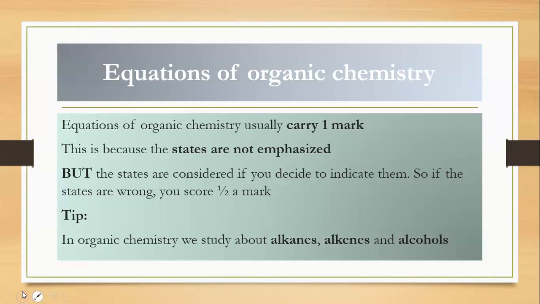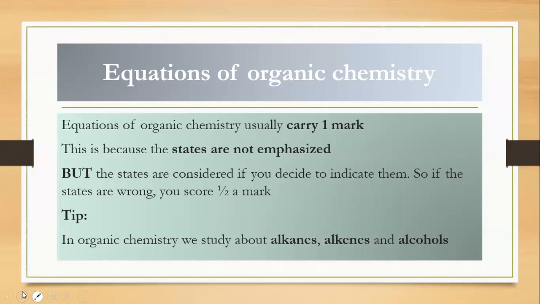Let me talk about a certain class of equations which come in organic chemistry. In case you find an equation and they have awarded it only 1 mark, where is the half a mark going? These equations are usually allocated 1 mark because the state symbols are not usually emphasized. You are only required to write a balanced equation for your reaction. You don't have to bother with the state symbols. However, in case you decide to indicate the state symbols, then they will be taken into consideration. And in case any of them is wrong, but the equation is balanced, then you will take only half a mark.